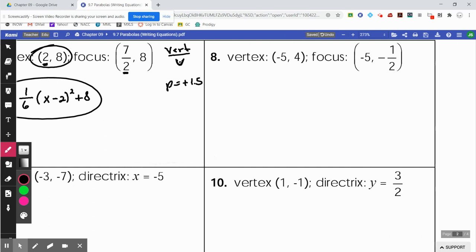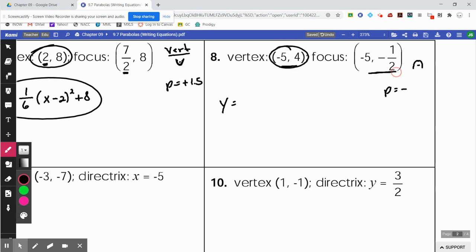Next one, -5, 4, and -5, -1/2. Those 2 points are again vertical of each other, so they're either going to be cupping up or cupping down. This is a vertical parabola. If you were to plot these 2 points, or you can imagine it in your head, the vertex is above the focus. So therefore, since the vertex is above the focus, it's going to cup down. But it will be a y equals equation. Since it cups down, the p-value will be negative.